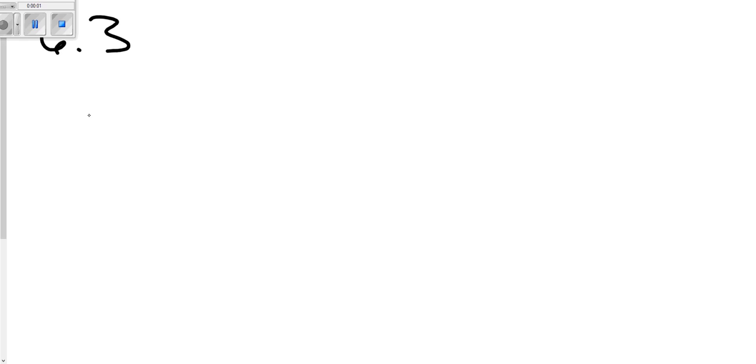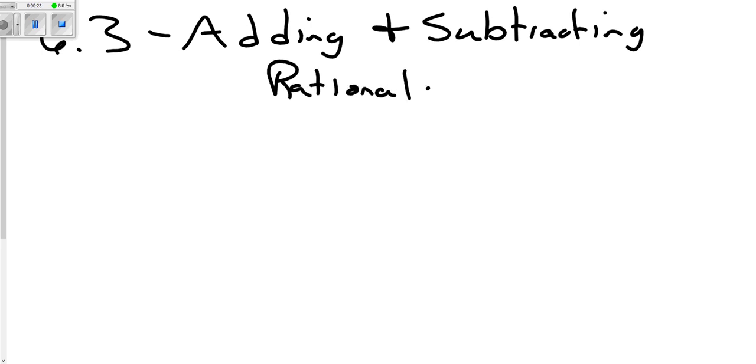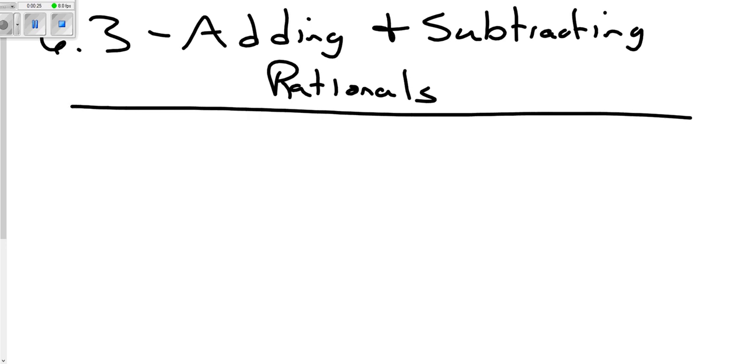Start with adding and subtracting. Now these are basically fractions with algebra to them. So the rules for fractions still apply to these guys. So for adding and subtracting rationals, the same rules apply that apply to adding and subtracting fractions.